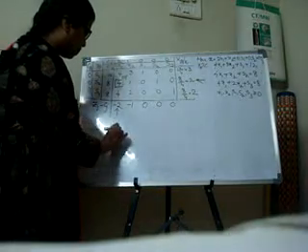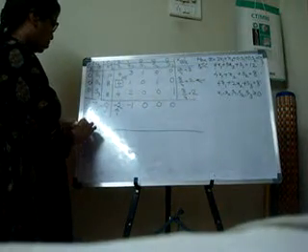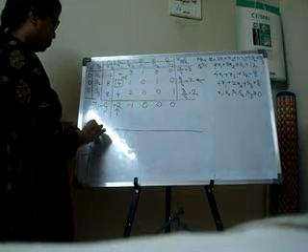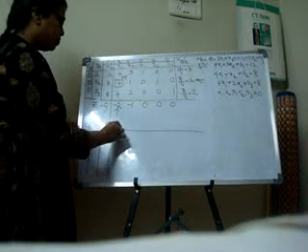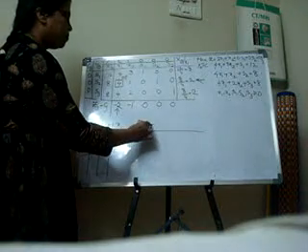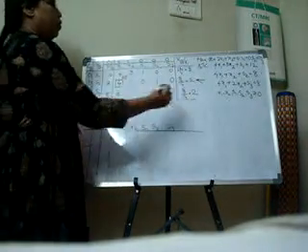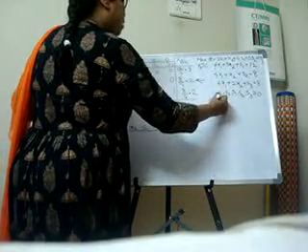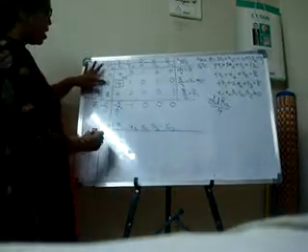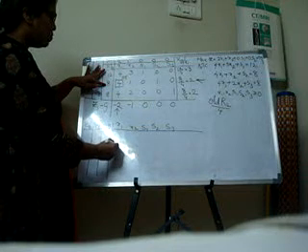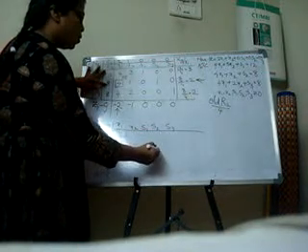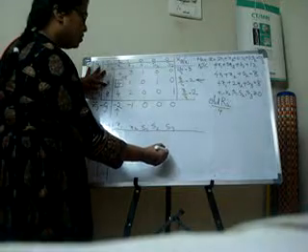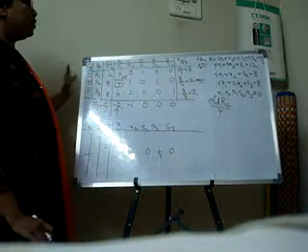Now our task is to convert the pivotal element into 1. How do we do that? Old R2 divided by 4, because I should make it 1. That means 8 divided by 4 is 2, 4 divided by 4 is 1, 1 divided by 4 is 1 by 4, and 0 divided by 4 is 0, 1 divided by 4 is 1 by 4, and 0 divided by 4 is 0. So we have converted. First part is over.